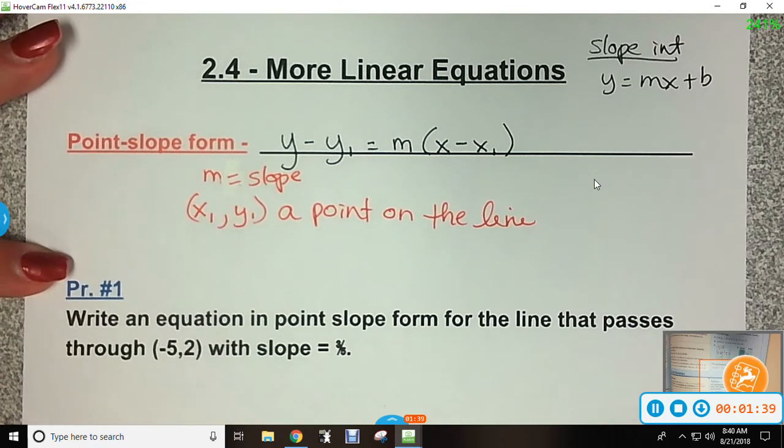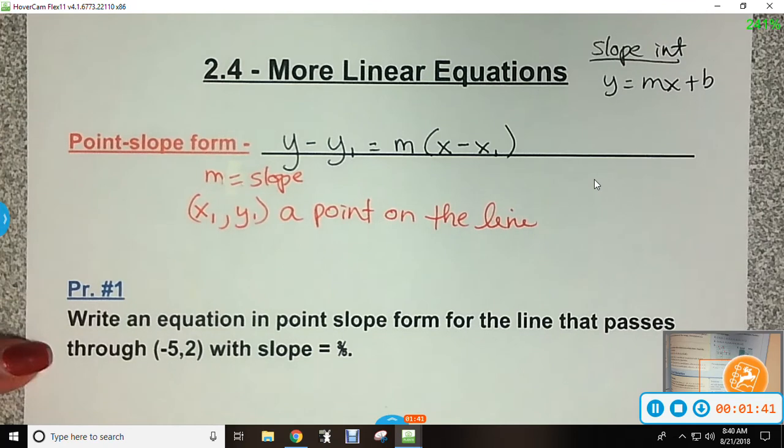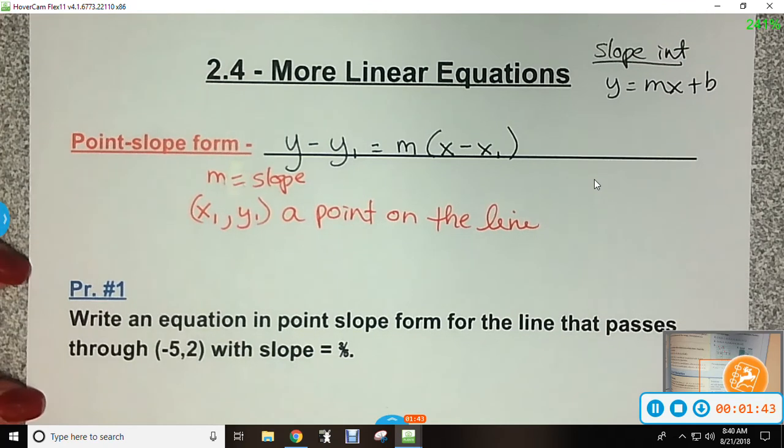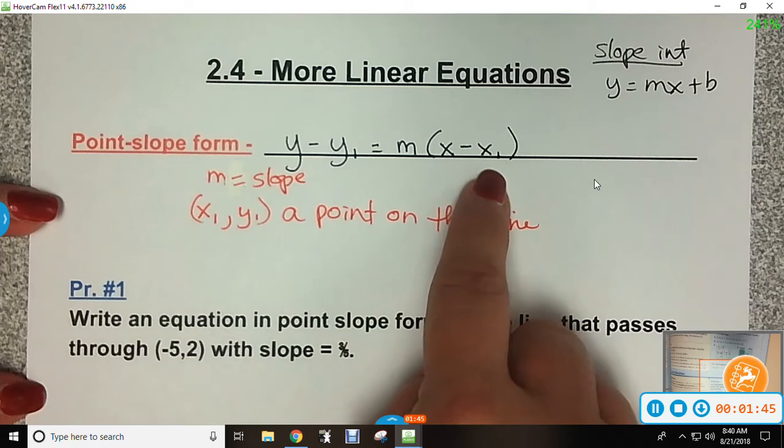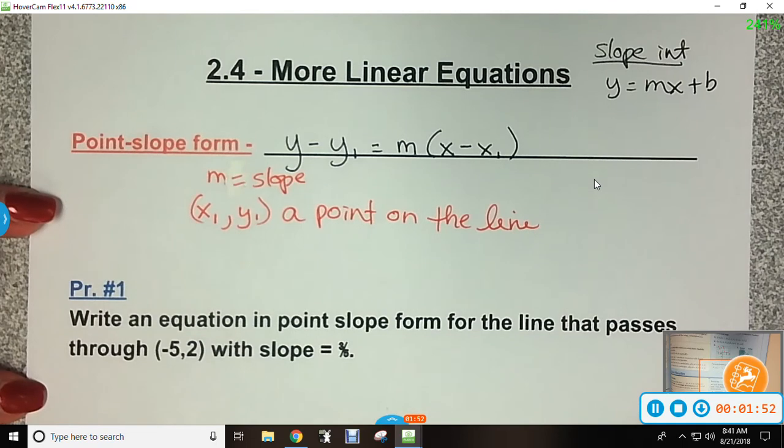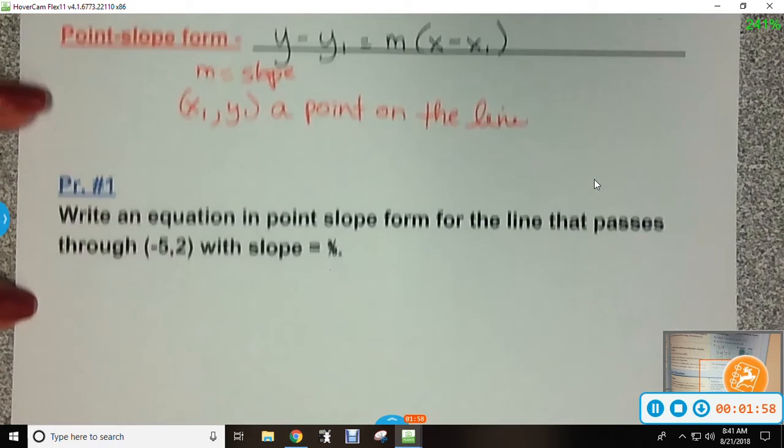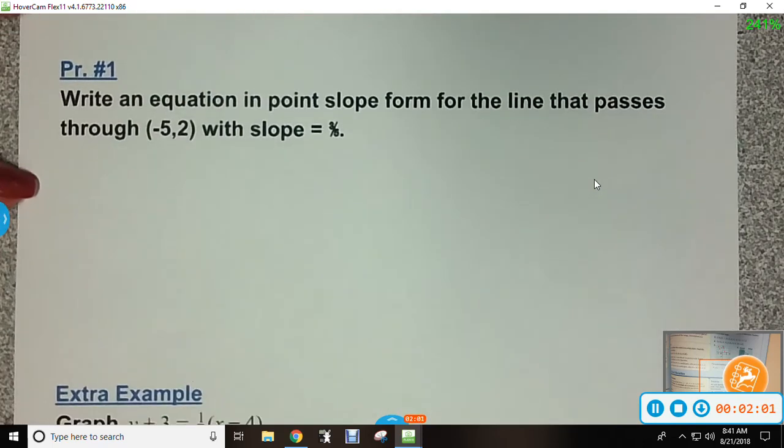And after we do the first example, we're going to try one where you're given the equation that's got numbers in it, and from that equation you have to pull out a point on the line and figure out the slope and use that information to graph it. So let's start here with problem 1.